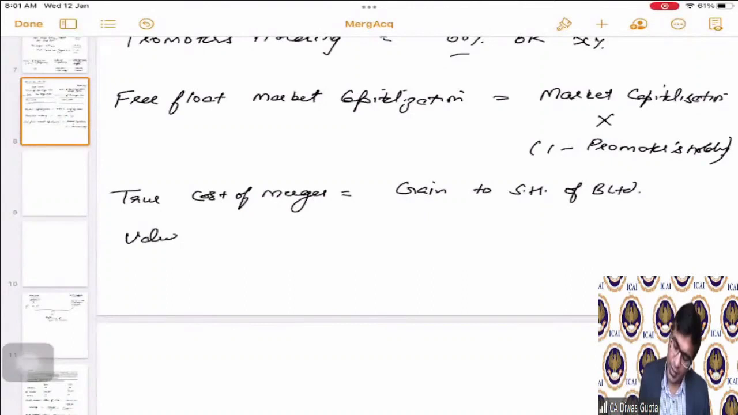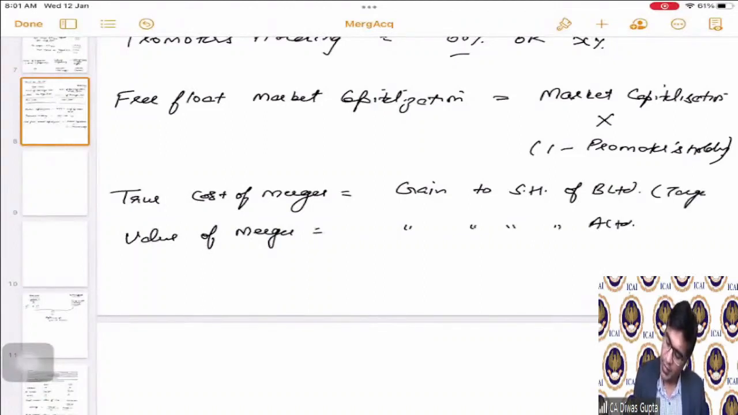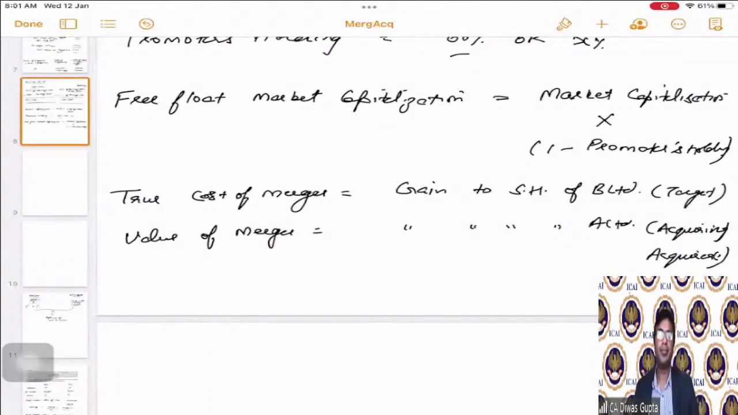And the value of merger is equal to the gain to the shareholders of A Limited. So this is the target company, and this is the acquiring or acquirer company. From the point of view of the acquirer company, which is A Limited, the value of merger is the gain to the shareholders of the acquiring company. And the cost of merger is equal to the gain to the shareholders of B Limited. That is called the true cost of merger, which is the target company itself. Okay.